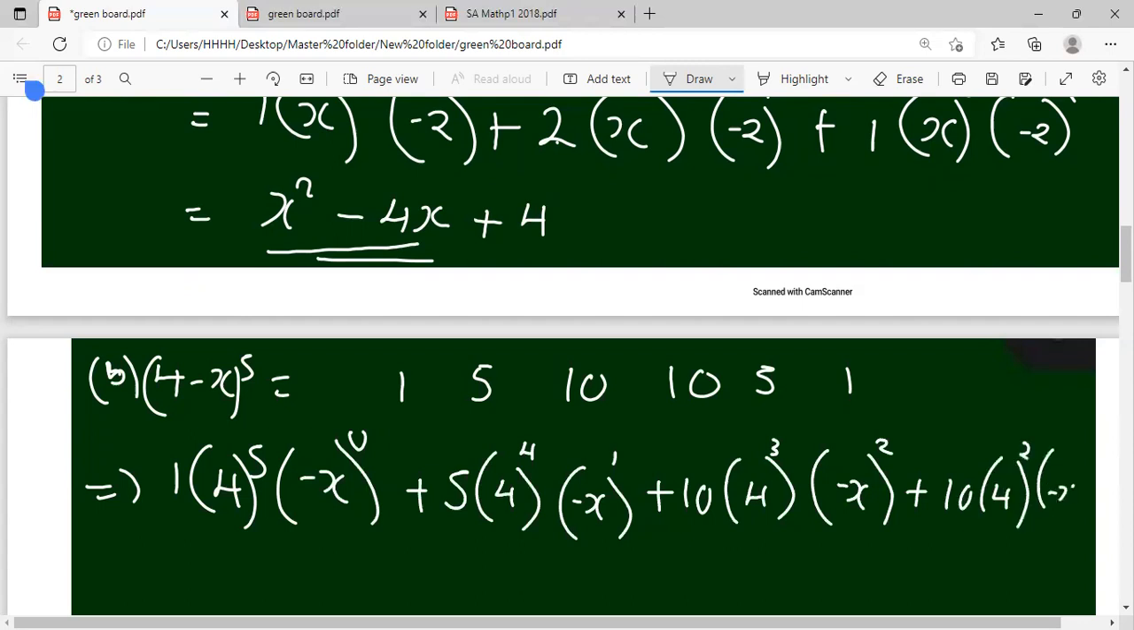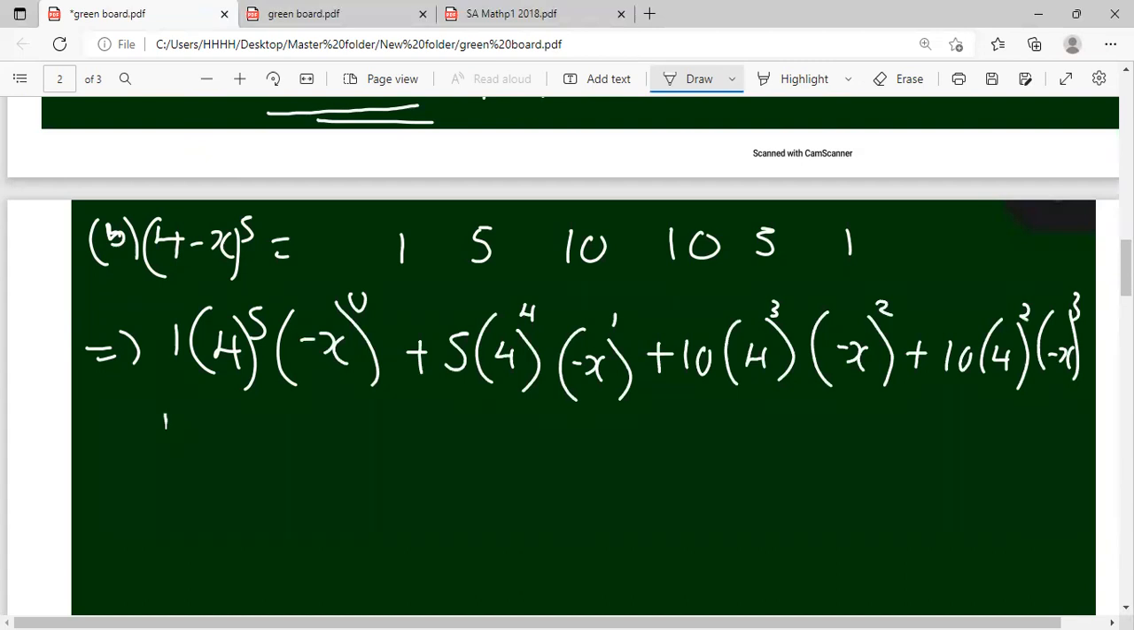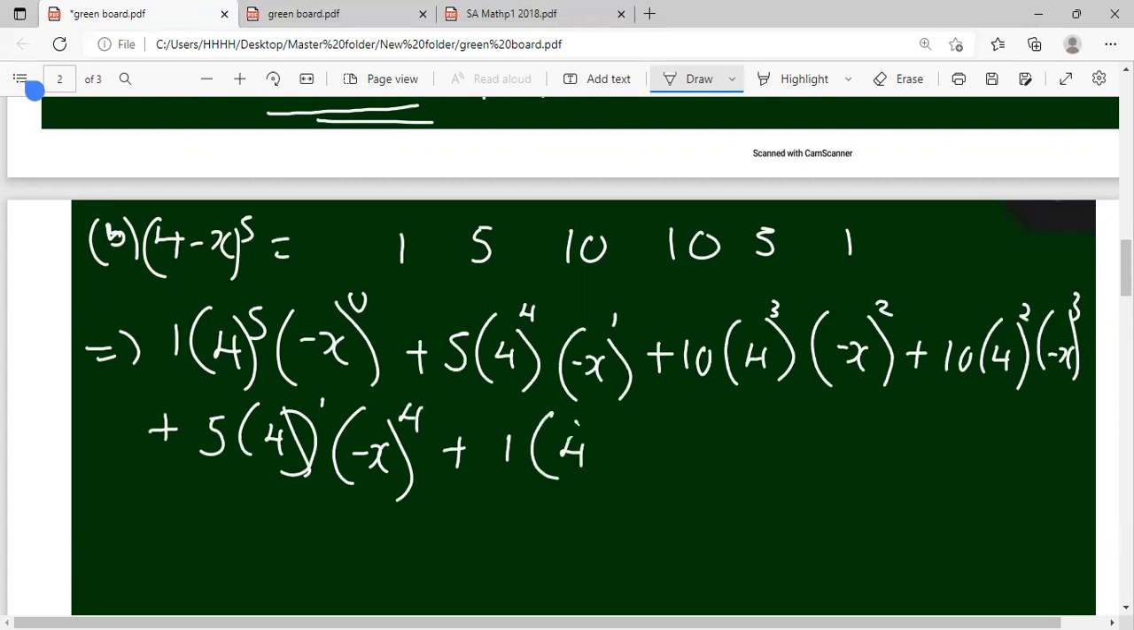plus another 10, 4 to the power 2, negative x will have power 3, plus 5, we have got 4 to the power 1, this is power 1, take note, open bracket negative x to the power 4, plus 1, 4 to the power 0, open bracket negative x to the power 5.